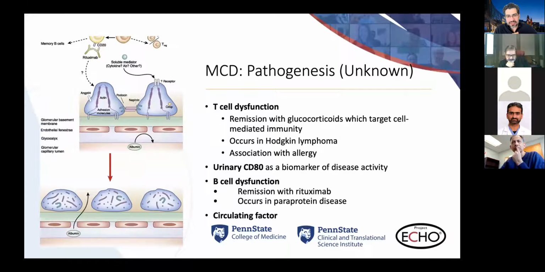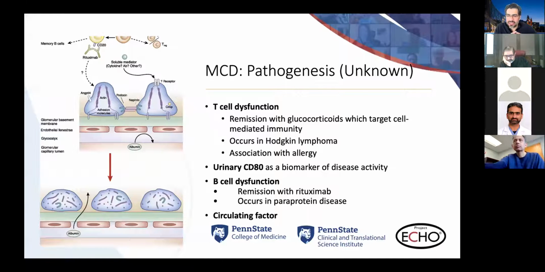But pathogenesis, although we have made a lot of progress, still I think is part of the unknown or not completely known. Is this a T cell problem, a B cell problem, a combination of both? Because you are making some assumptions based on some association: T cell, good remission with glucocorticoid, occurs in Hodgkin's as a secondary.